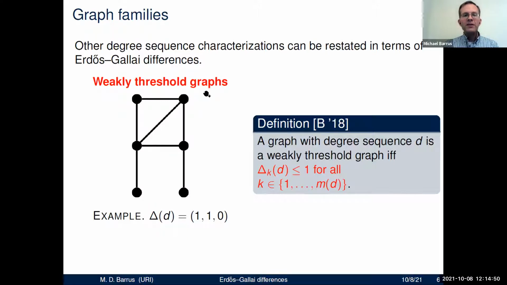Now, I won't take too much time to get into this here, but one of the nice things about this class of graphs is that for many of the equivalent characterizations of threshold graphs, you can find a more general statement that characterizes the weakly threshold graphs. So if you're talking about forbidden subgraphs, there is a forbidden subgraph characterization of this class. There is a degree sequence characterization we've mentioned. There's also a nested neighborhood or an iterative construction characterization. There are a lot of nice generalizations of the properties of threshold graphs that are held by these graphs that satisfy a slightly weaker condition on the Erdős-Gallai differences.